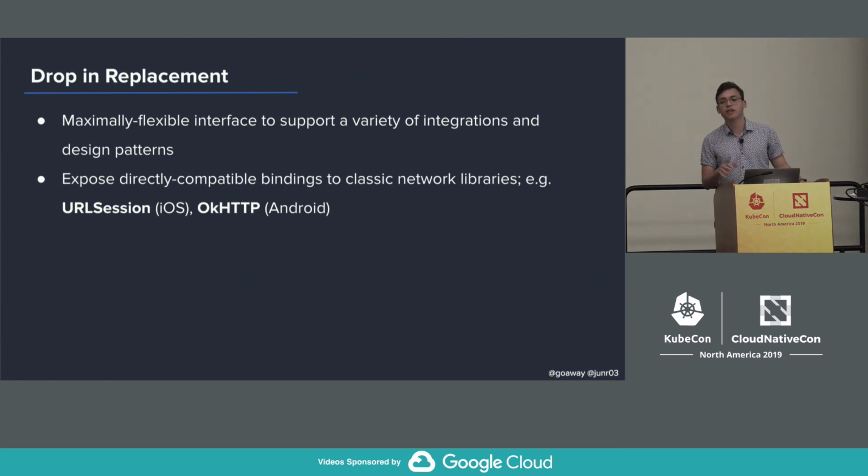So while we have integrated Envoy Mobile at Lyft based on these model-based APIs, we actually want to make the library an easy drop-in replacement for all sorts of patterns in mobile clients. So for example, we want to expose bindings for the classic networking libraries like NSURLSession in iOS and OkHttp in Android.